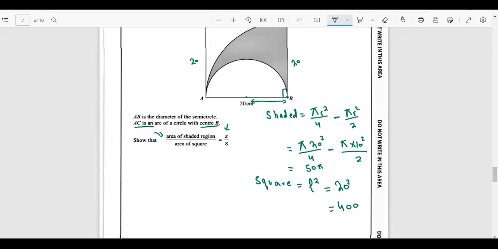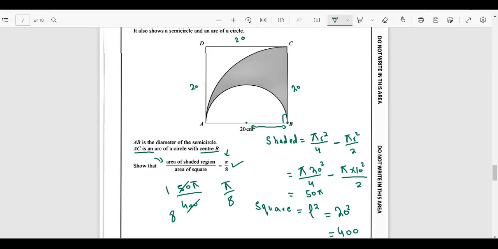Now I need to divide the shaded region by the area of square. So 50 pi divided by 400, and this is 1 times and this is 8 times, so it gave me pi by 8. Hence I've shown this. I also got pi by 8. Okay, so this is how we solve such questions.